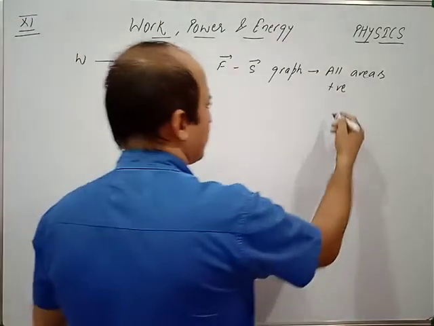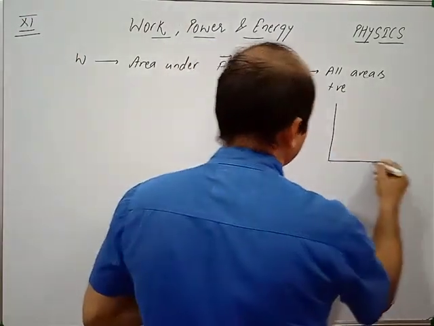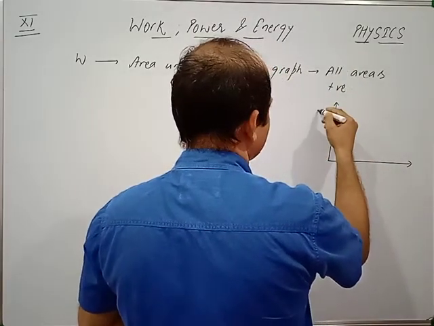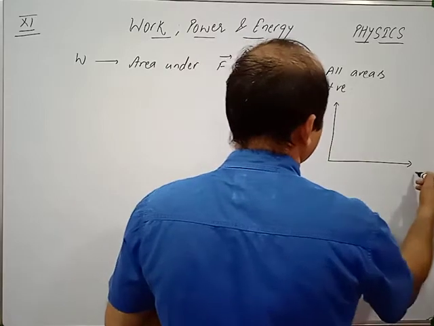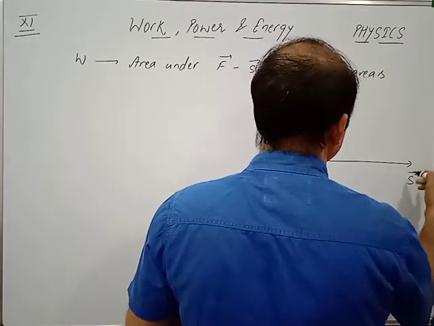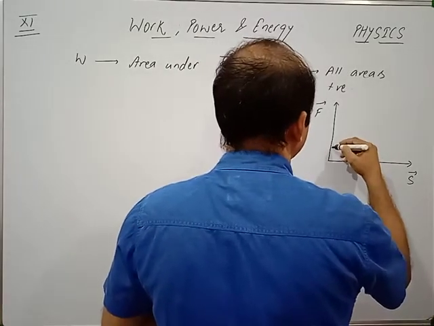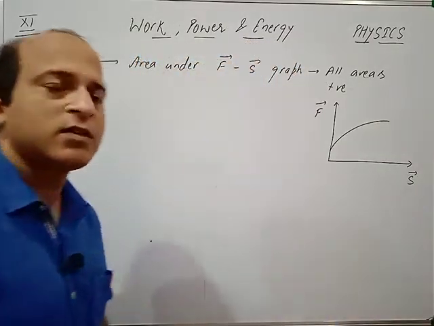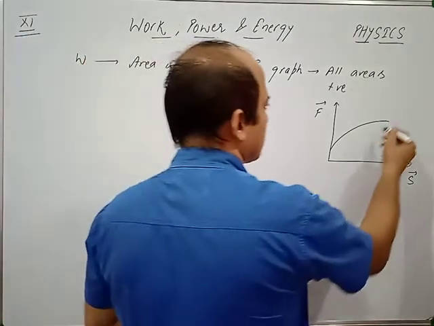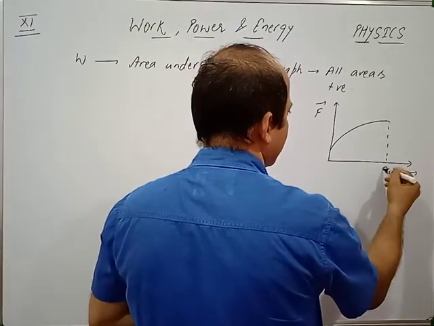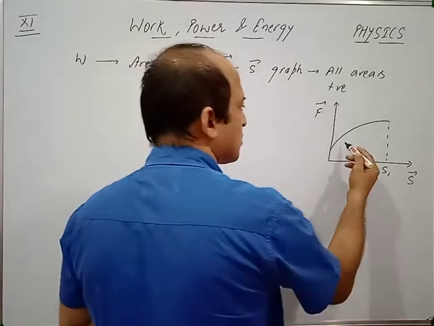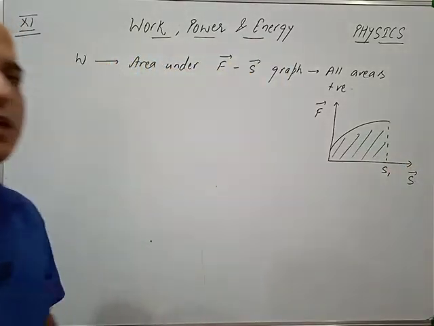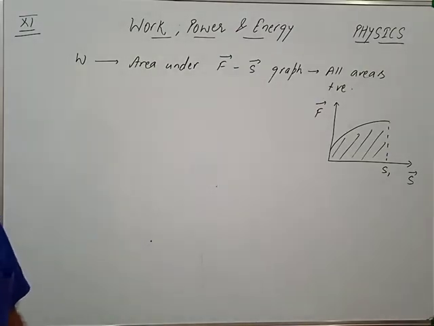For example, in this category the force may be variable or constant, it hardly matters. Just look at this one. Suppose we take force vector on the y-axis and displacement vector on the x-axis, and the graph is somewhat like this, where the displacement varies from 0 to say S1. So the total work done in the process would be the area of this particular section.